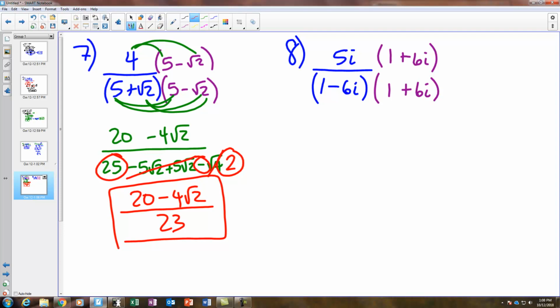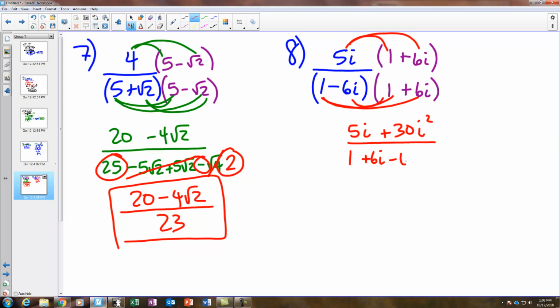It's the same thing. I'm just going to have to deal with the i at the end. I get 5i plus 30i squared over 1 plus 6i minus 6i, we're seeing that happen again, minus 36i squared. All right, and we see those 6i's cancel.